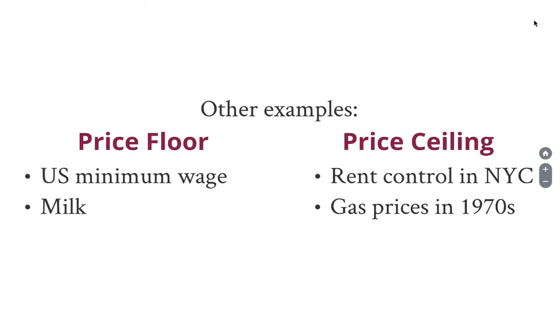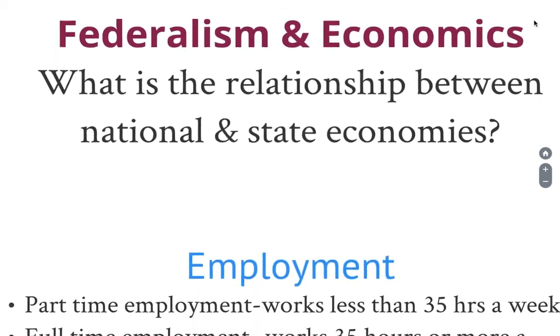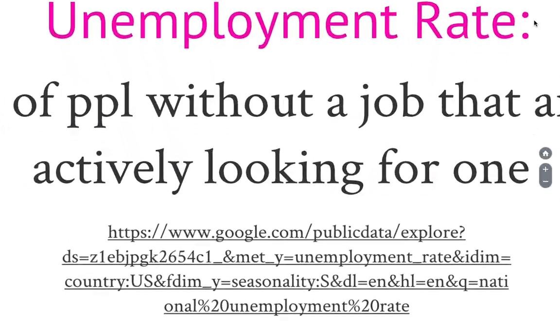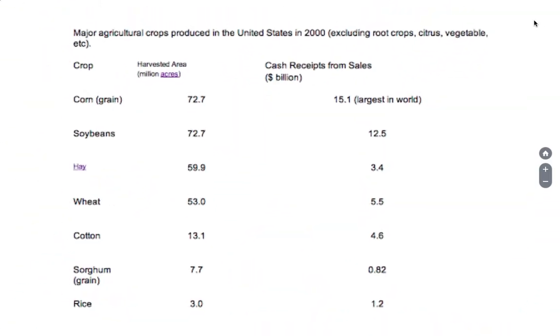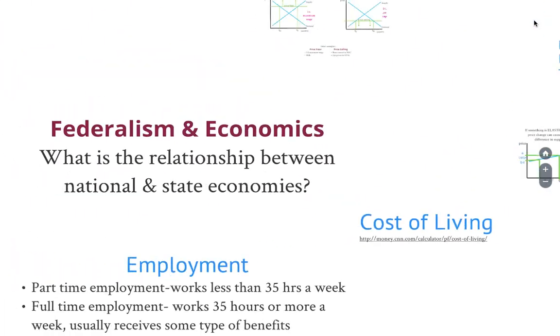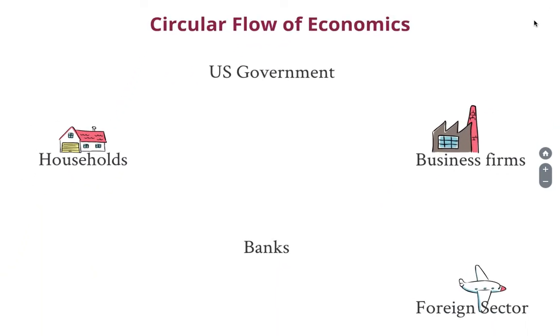All right, other examples of a price floor: minimum wage and milk. Price ceiling: rent control in New York City. There it is right there. Gas prices in the 1970s. Sorry guys, we're not going to go through all these charts and everything, but we will go through circular flow.